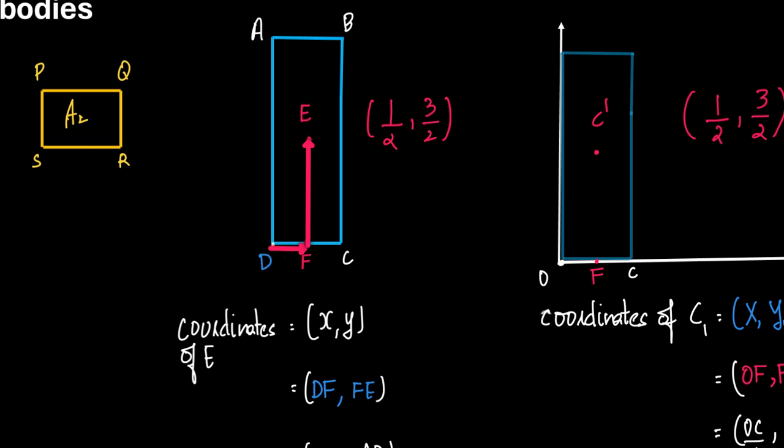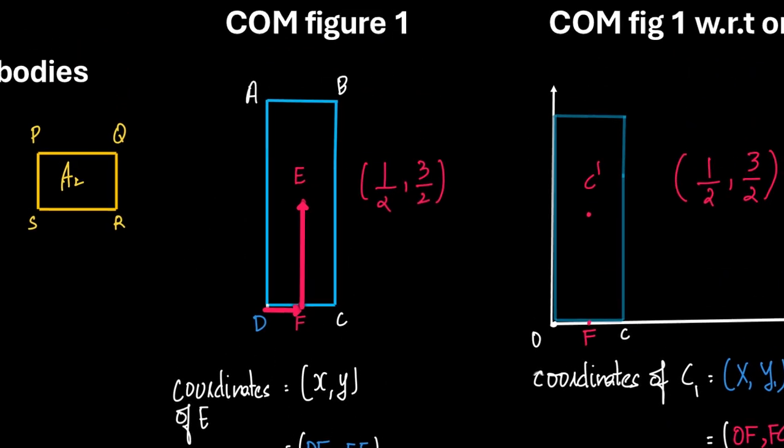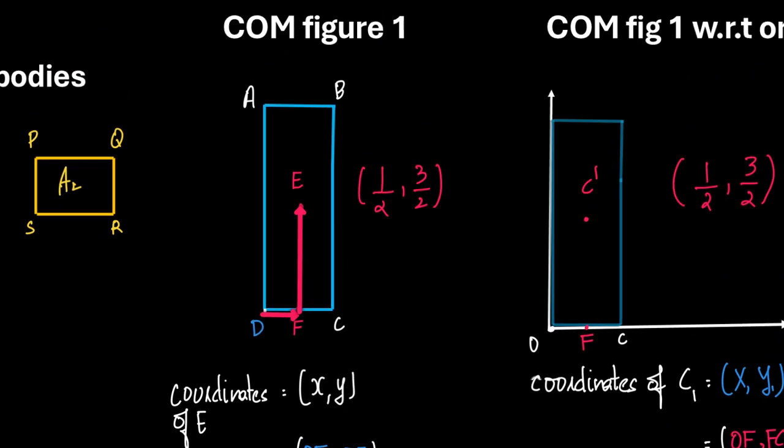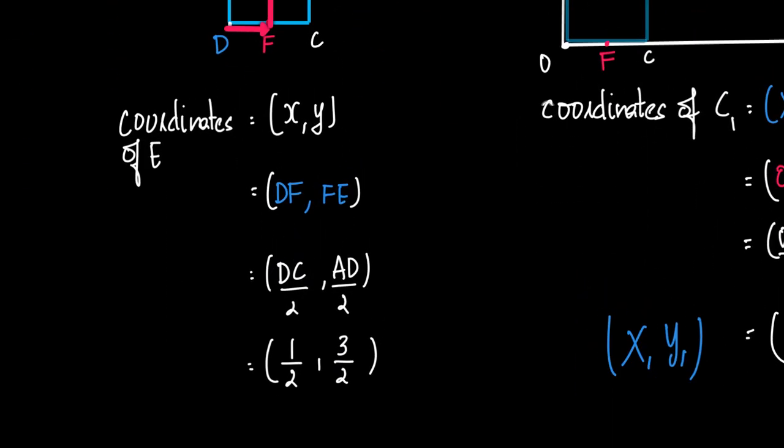DF comma FE. What is DF? DF is DC by 2. Why? By geometry of the figure, it is DC by 2. What is FE? FE is the corresponding length by 2, this length AD by 2. And therefore what we get is DF comma FE, DC by 2, AD by 2. DC is 1, AD is 3. So coordinate of E is 1 by 2 comma 3 by 2. Okay, simple, straightforward.